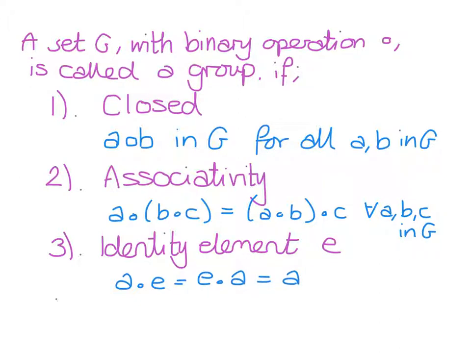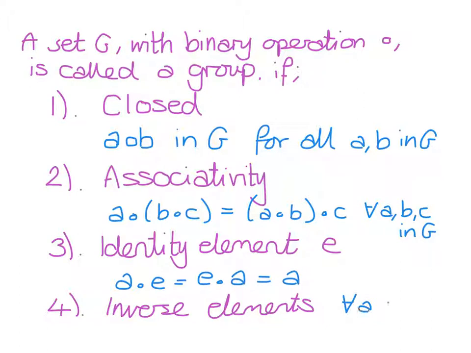And finally, there must be inverse elements. So as above, this means that for every A in G, there must be a B in G, such that B dot A equals A dot B, which equals the identity element E.